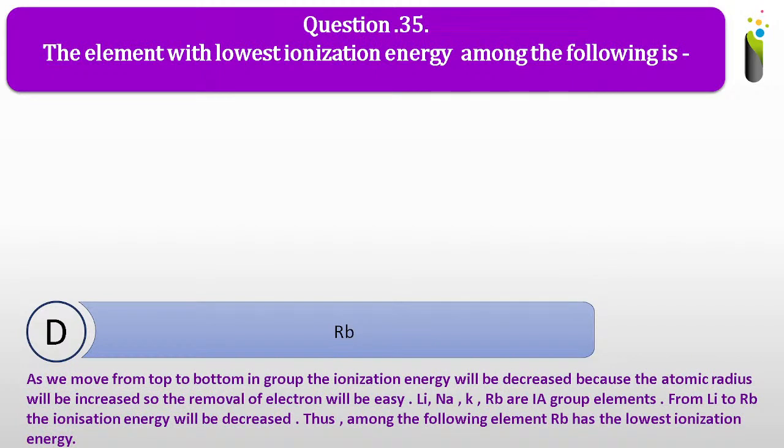As we move from top to bottom in the group, the ionization energy will decrease because the atomic radius will increase. So the removal of electron will be easy. Lithium, sodium, potassium and rubidium are first A group elements. From lithium to rubidium, the ionization energy will decrease. Thus, among these elements, rubidium has the lowest ionization energy.